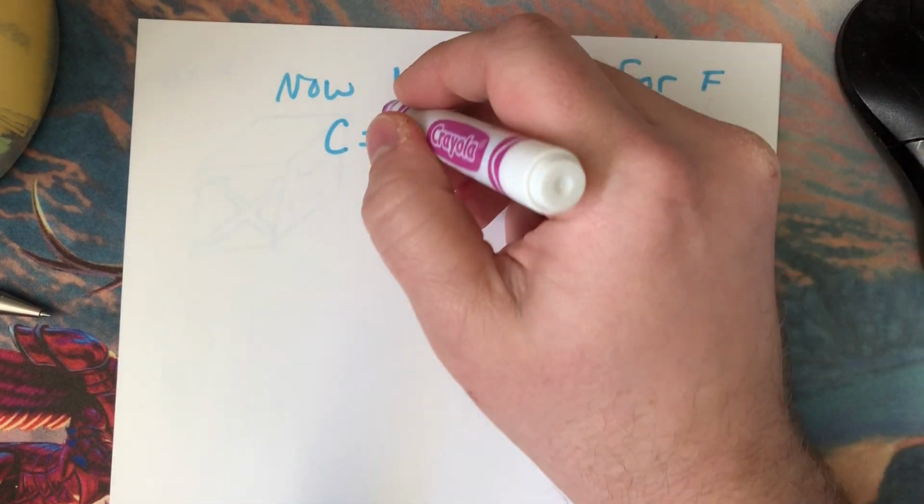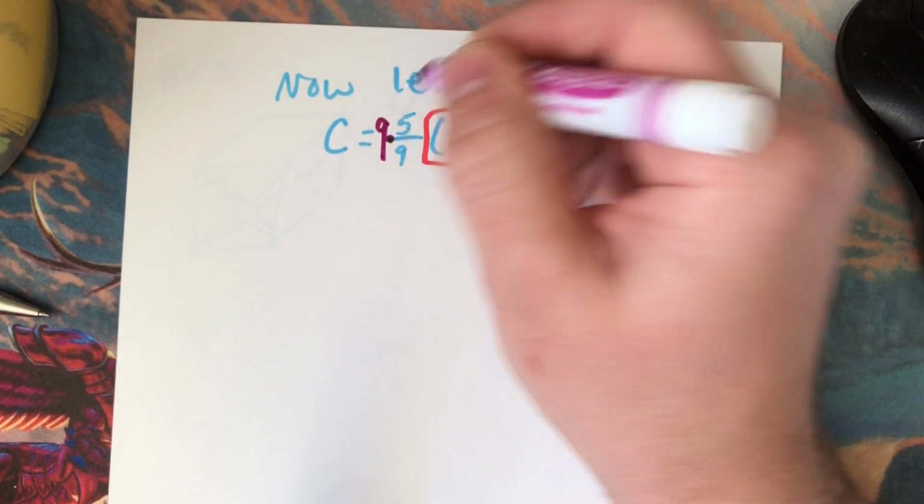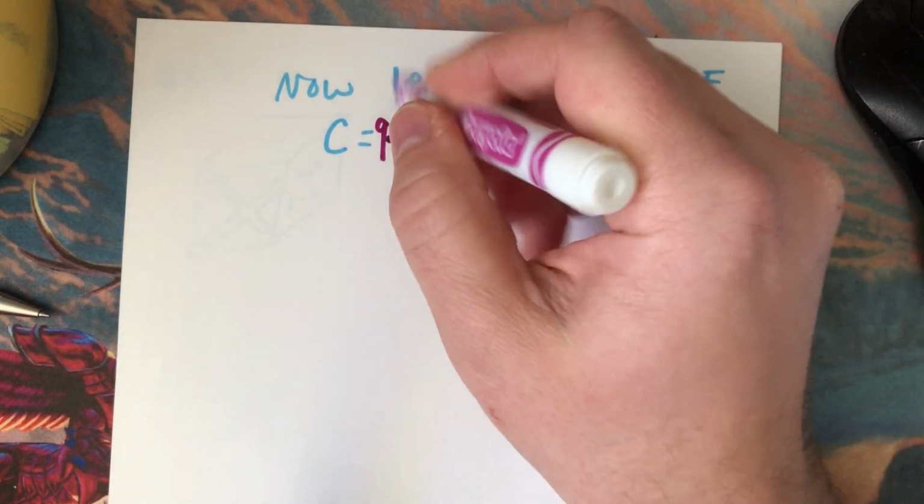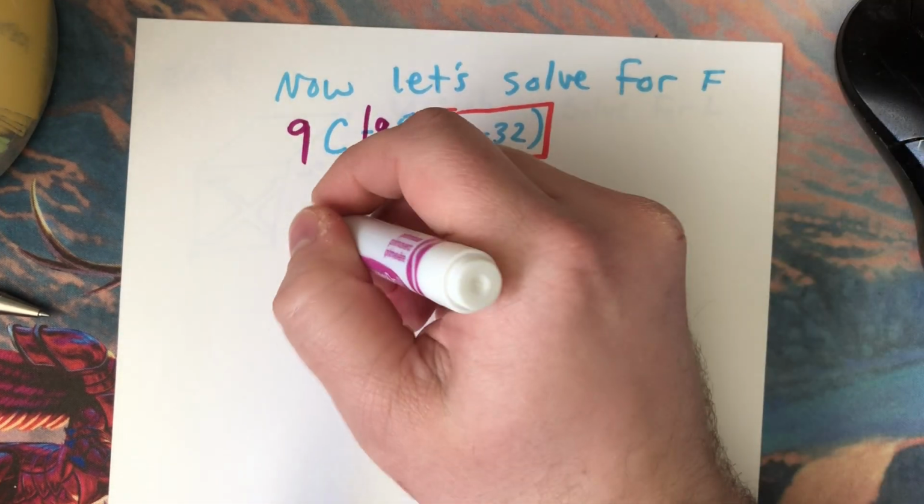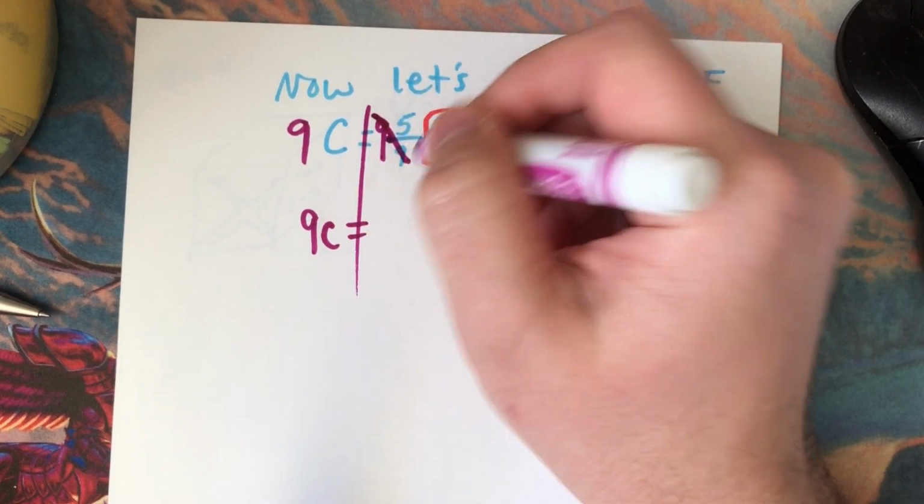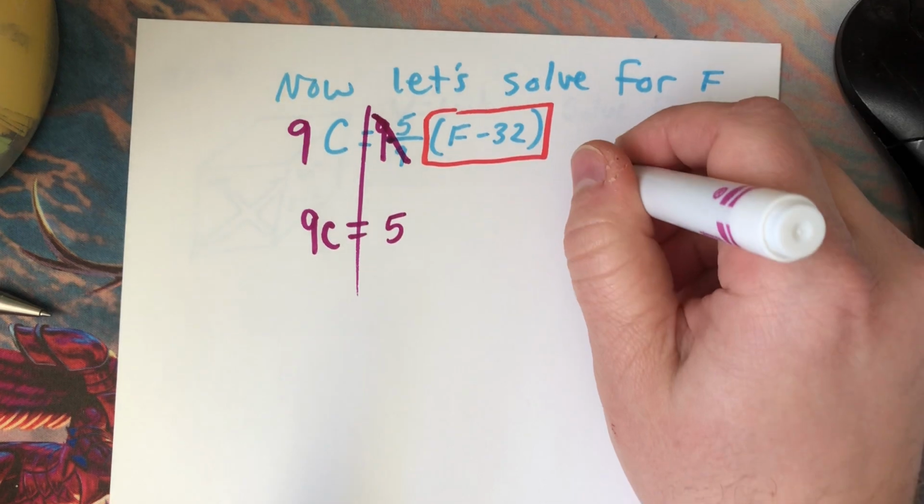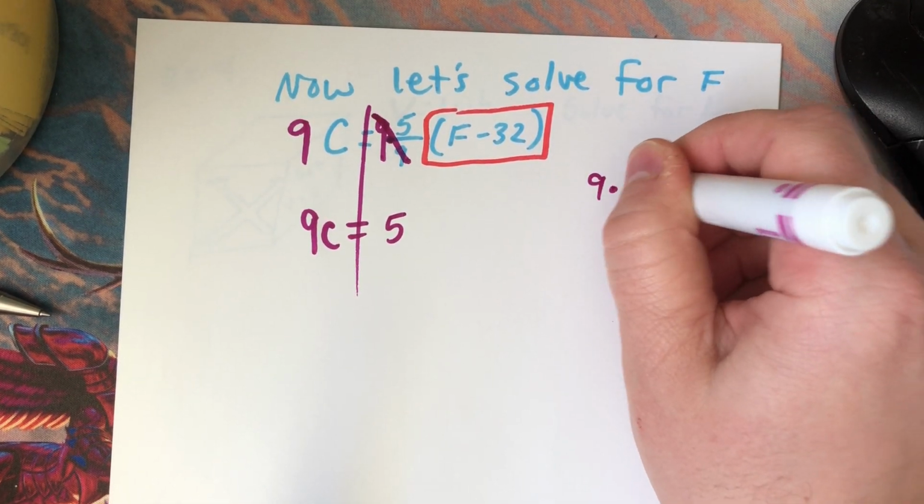So I'm going to take this side of the equation, and I'm going to multiply it by the bottom, which is 9. Now, whatever I do to one side of the equation, I have to do to the other. So I'm going to multiply this side by 9 as well. So now I have 9C is equal to 9 times 5/9 becomes 5. If you don't believe me, try it out. Just do 9 times 5/9.